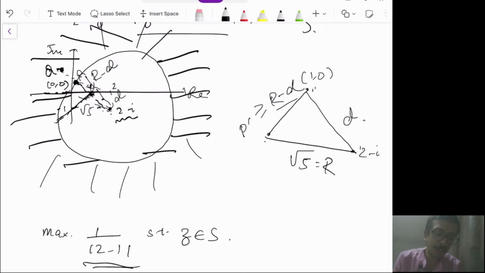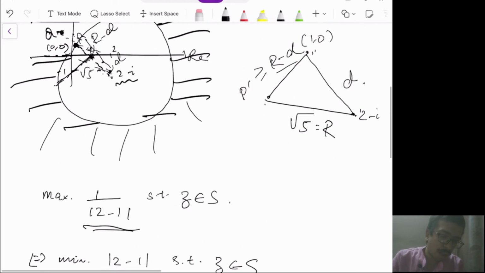So basically, to minimize the distance, I can draw a line from 2 minus iota to (1, 0). The point at which it intersects the circle is the one which minimizes the value of mod z minus 1. Okay. And how do I now find the point at which it intersects the circle?